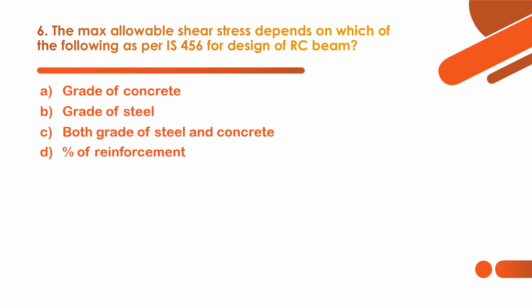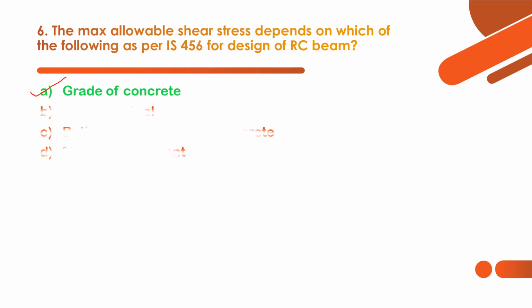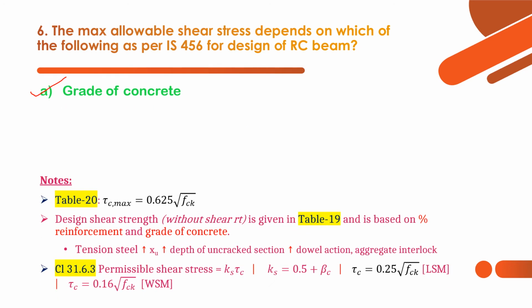So the point to be noted is maximum allowable shear stress. The parameter is grade of concrete. Now let's see more about it. This is purely as per Table number 20. Tau c max, that is maximum or critical shear, is equal to 0.625 root fck. Actually in Table 20 they have given the values corresponding to the grades of concrete, so that can be given simply by using this formula: tau c max is equal to 0.625 root fck.